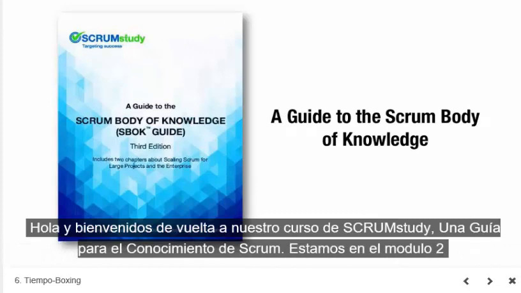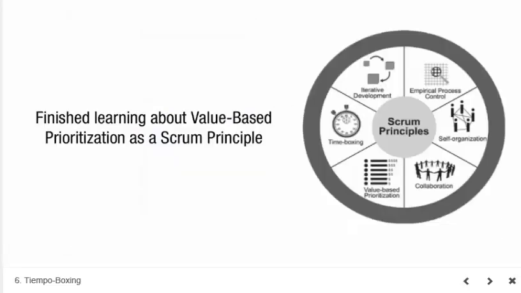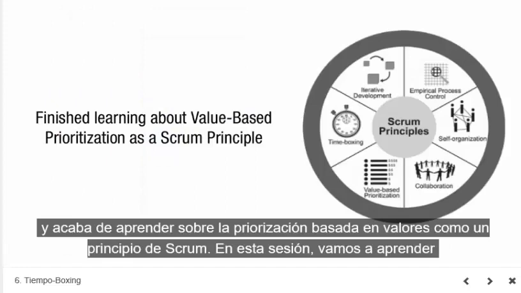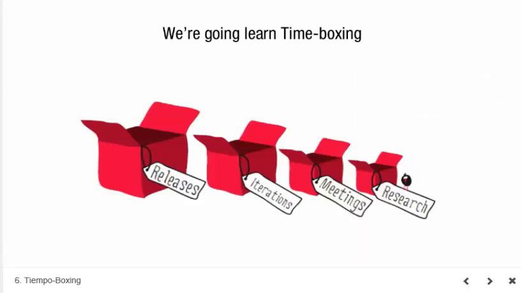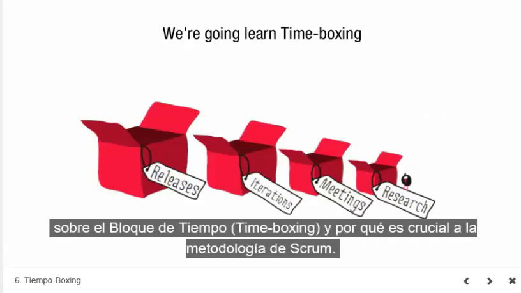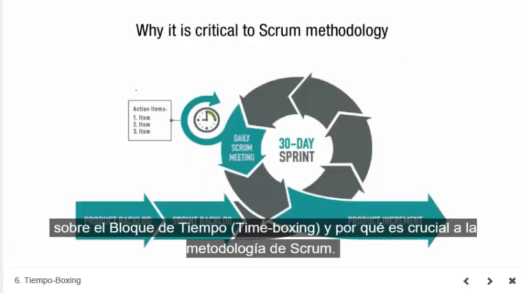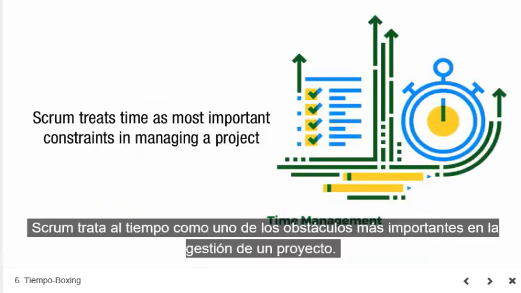Hello, and welcome back to our Scrum Study course on a guide to the Scrum body of knowledge. We have just finished learning about value-based prioritization as a Scrum principle. In this section, we're going to learn what time boxing is and why it is so critical to the Scrum methodology. Scrum treats time as one of the most important constraints in managing a project.